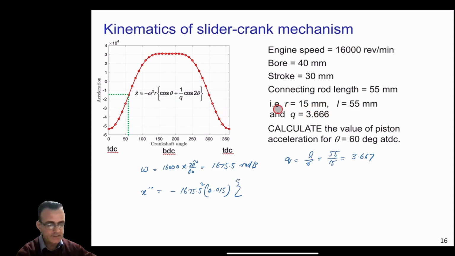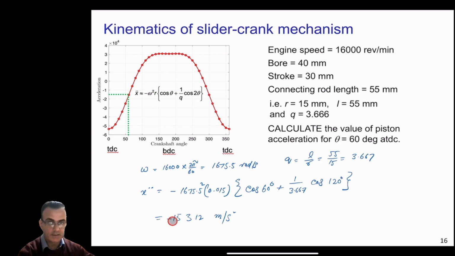And inside the bracket, you have cos theta, which in this case is cos 60 degrees, since we want to calculate it for 60 degrees, and plus 1 over Q, so 1 over 3.667, and cos 2 theta, so this means it will become 120 degrees. Okay, so if you just do the calculation here, you will get minus 15312 meter per second square. And again, this is a negative acceleration here.